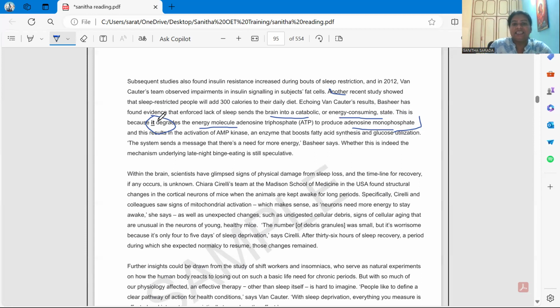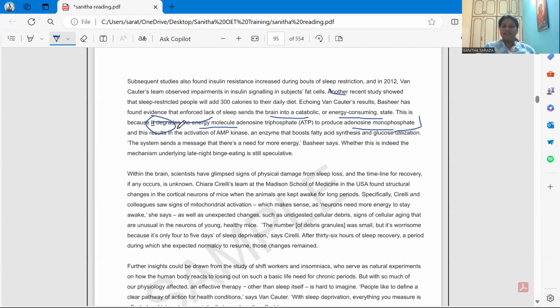What is the subject here referring to? The subject is enforced lack of sleep. Enforced lack of sleep degrades the energy molecule adenosine triphosphate to produce adenosine monophosphate. Catabolic is a state of the brain. If you are not sleeping, the brain goes into a catabolic or energy-consuming state, and you will take more calories. That is the term. This is why it degrades. What is it degrading? Enforced lack of sleep degrades the energy molecule adenosine triphosphate to produce adenosine monophosphate.